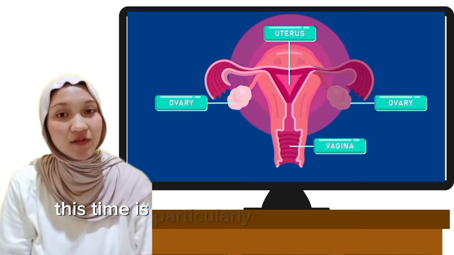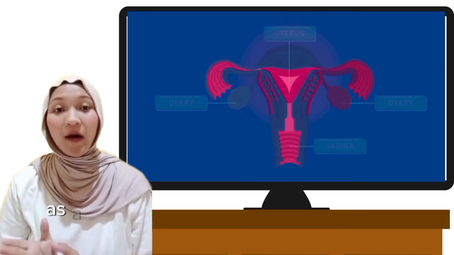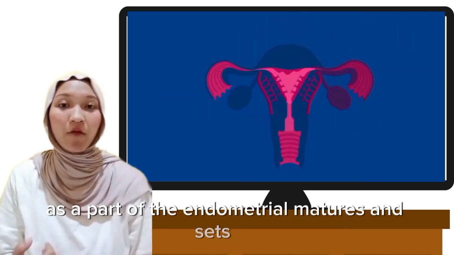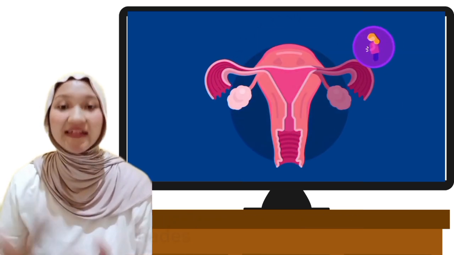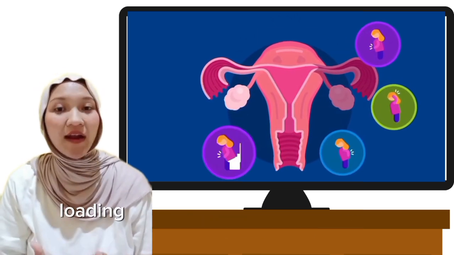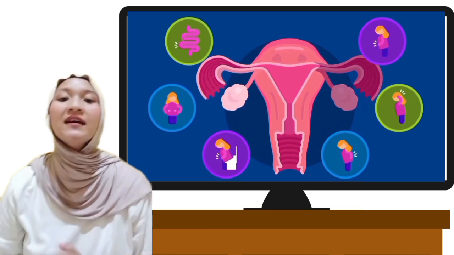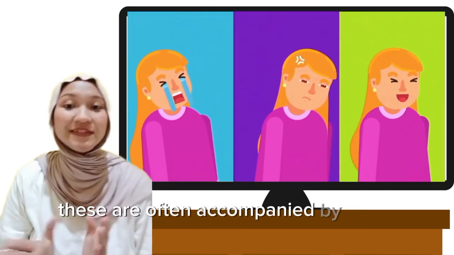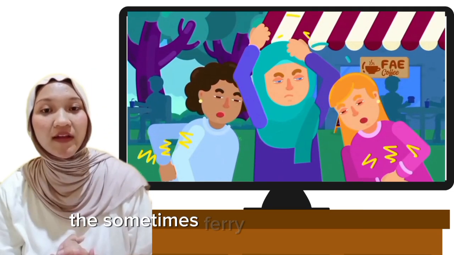This time is particularly painful for most females, as a part of the endometrium ruptures and sheds, giving rise to abdominal cramps, headaches, muscle pain, bloating, diarrhea, or constipation, to name a few. These are often accompanied by mood swings. The symptoms vary among females.